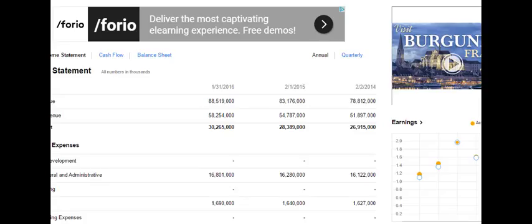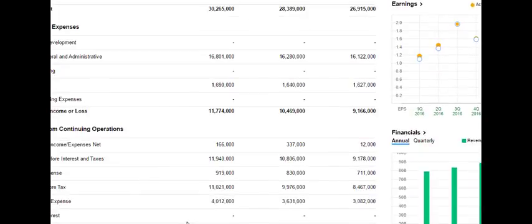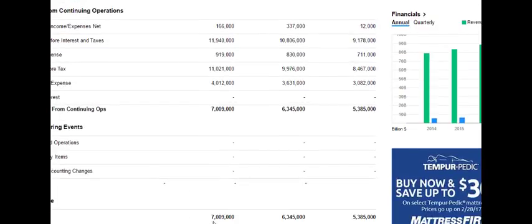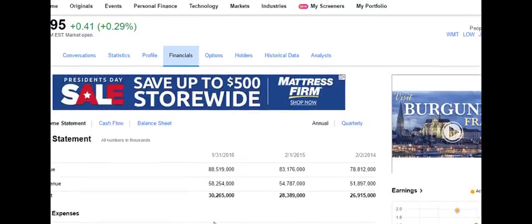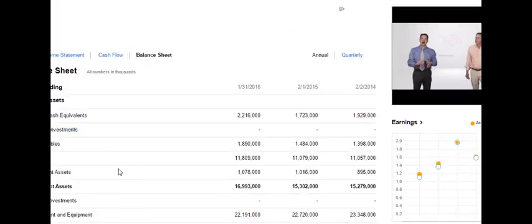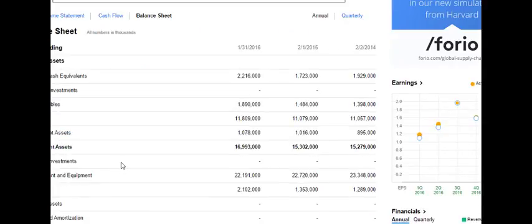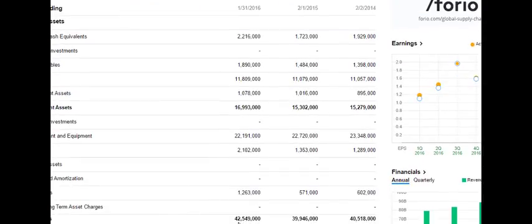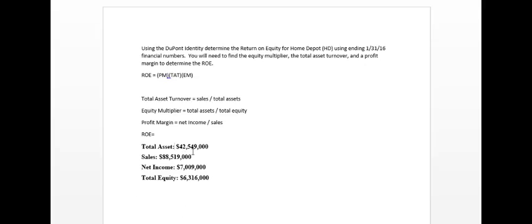Now while I'm on the same page, I'm going to come down to the bottom, and I'm going to get the net income of 7,009,000. I took that number and I also put that in. I need to get two more numbers. So I am looking for total assets, which is 42,549,000. Let me just show you that. 42,549,000, and you can see where I took the net income.